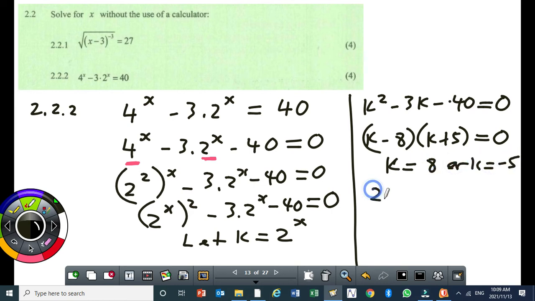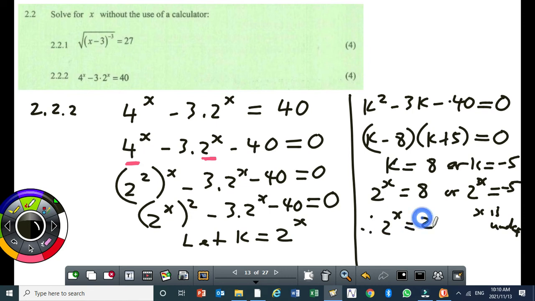So what this means is 2 to the power of x is going to be 8, or 2 to the power of x is going to be negative 5. Now this one here, x is undefined. Therefore, 2 to the power of x will be equal to 2 to the power of 3, hence x will be equal to 3. So you have to show that 2 to the power of x is equal to negative 5, and you state that it's undefined. You can't solve for x. You can't convert minus 5 to the base of 2. It's not possible.